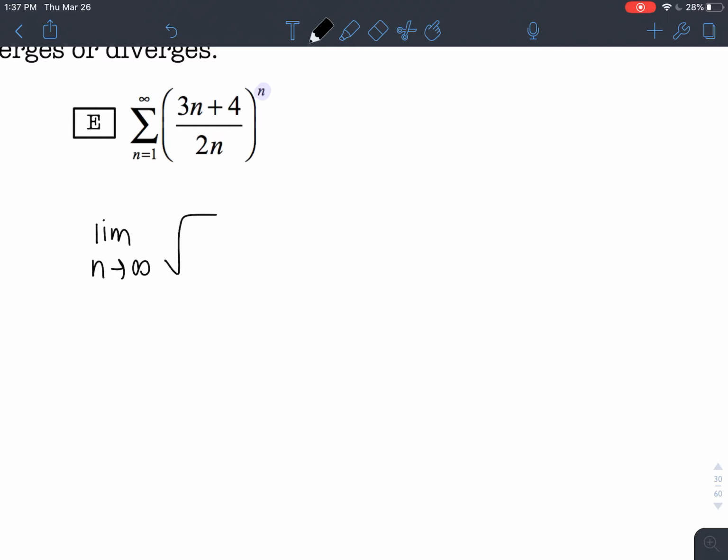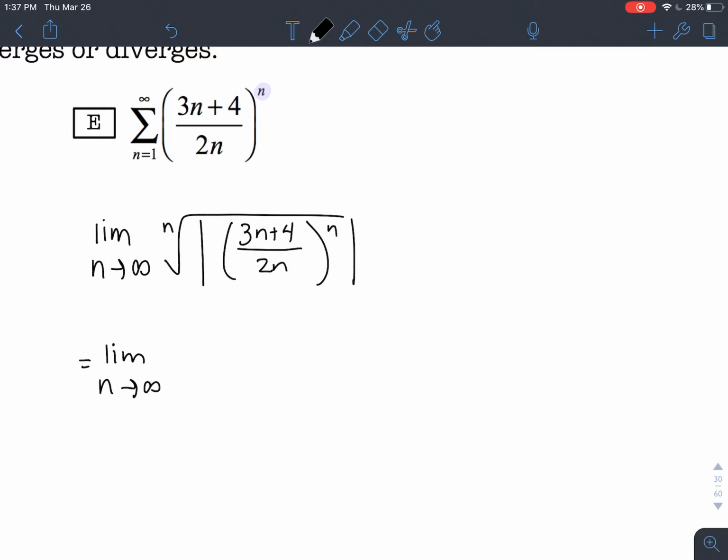Right, and so again, we have this power of n here, so that's a really good indicator that we should use the root test. So I'm going to take the nth root of the absolute value of our sequence, and again, 3n plus 4 over 2n is always going to be positive, and then the n power is always going to be positive, so we don't really have to worry about the absolute values. The absolute values are just there in case you have an alternating series, so you can kind of cancel that out. You don't have to worry about it.